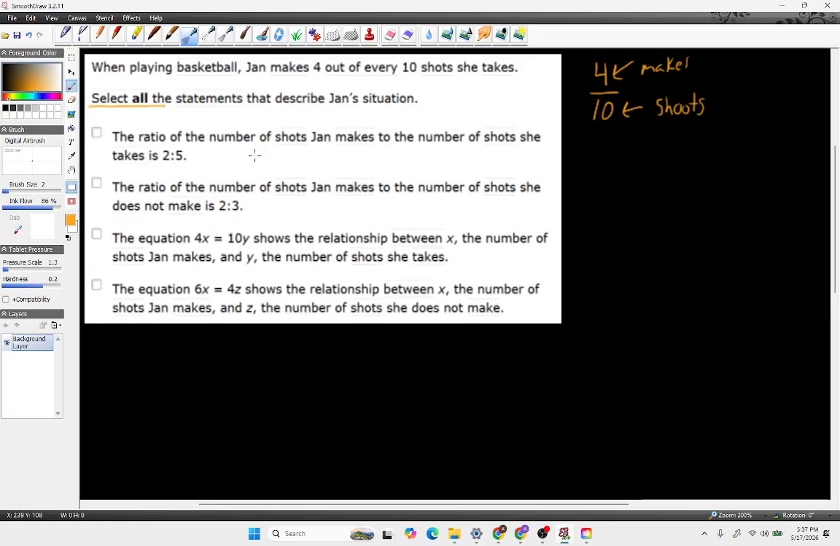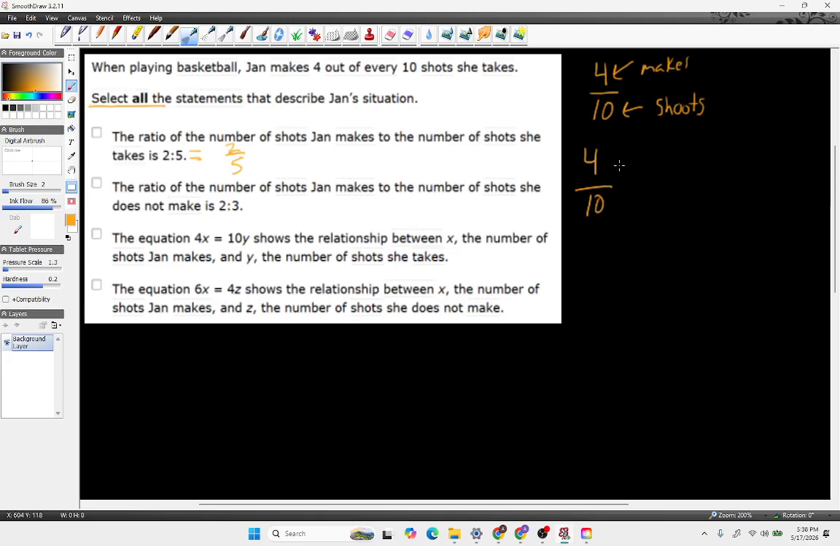All right, the ratio of the number of shots Jan makes to the number of shots she takes is 2 to 5. When you convert this 2 to 5 to a fraction, the first number goes on top and the second number on the bottom. So it'd be like this. 2 to 5 would be a fraction type ratio as 2 over 5. Okay, no problem. So basically, we're just asking, is 4 over 10 equal to 2 over 5?